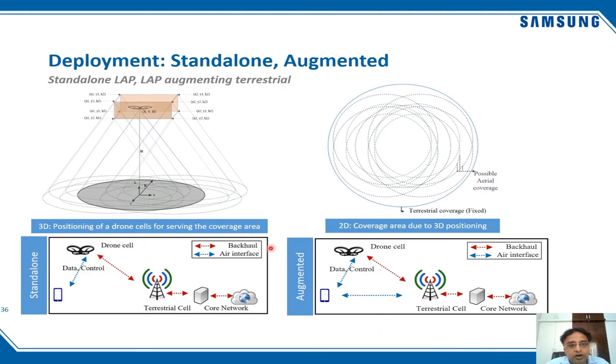The second method is called augmented, where, like carrier aggregation or dual connectivity, there are two connections for the user. One is through the aerial cell back to the core network, and one is directly to the terrestrial cell. This augmented deployment is a very interesting topic, because it can augment the capacity currently being offered by the terrestrial cell very well. So that's what we wanted to cover before we move into the discussion in the next few slides.